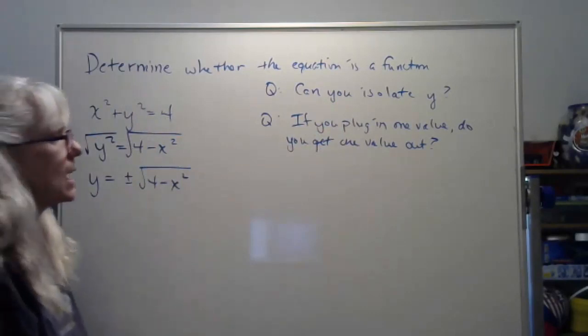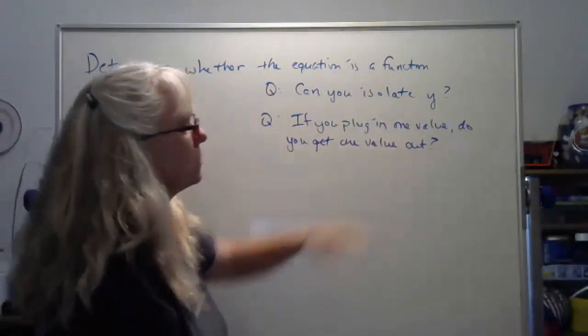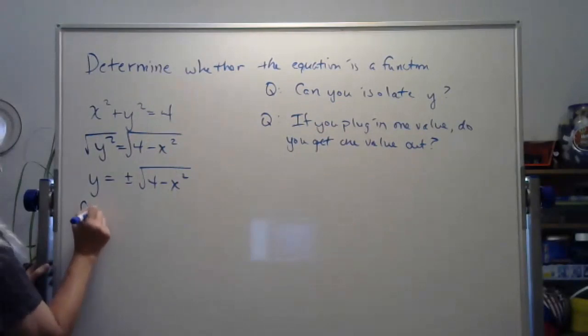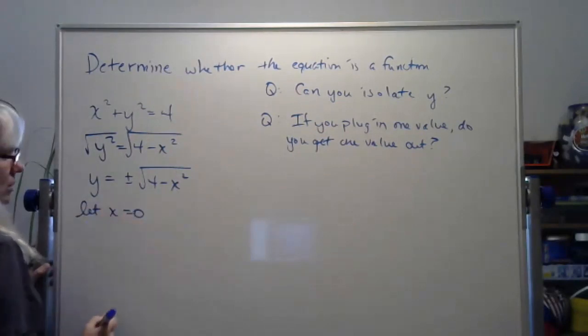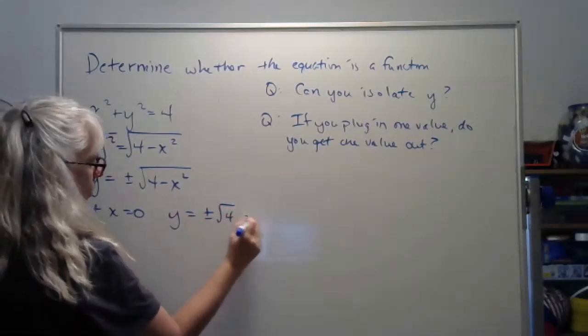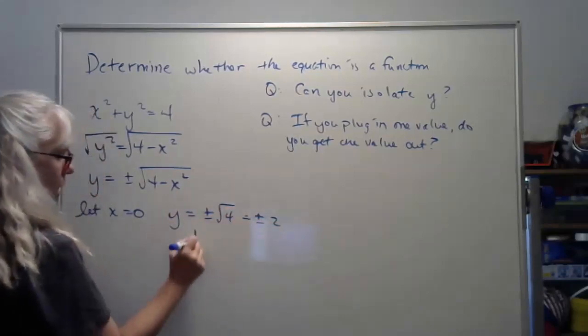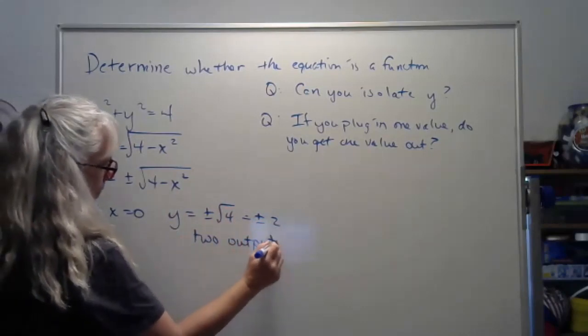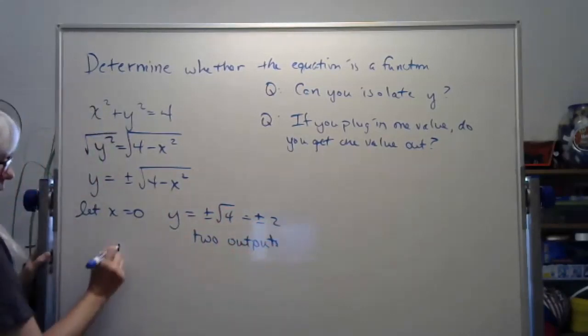However, this time, if I plug in one input, such as 0, so if we let x equal 0, then y would be plus or minus the square root of 4, which is plus or minus 2. I get 2 outputs.